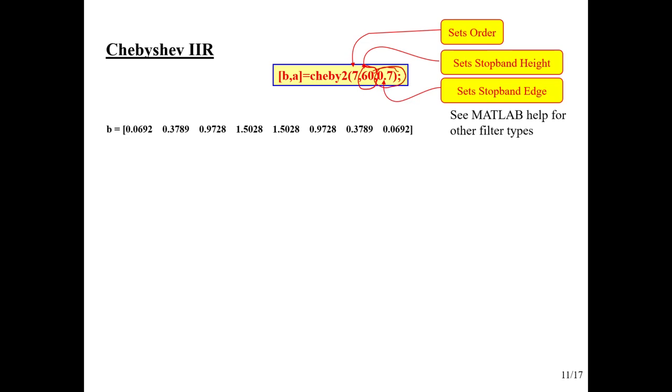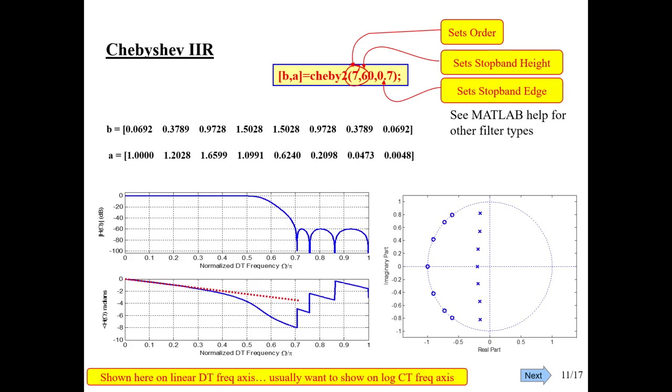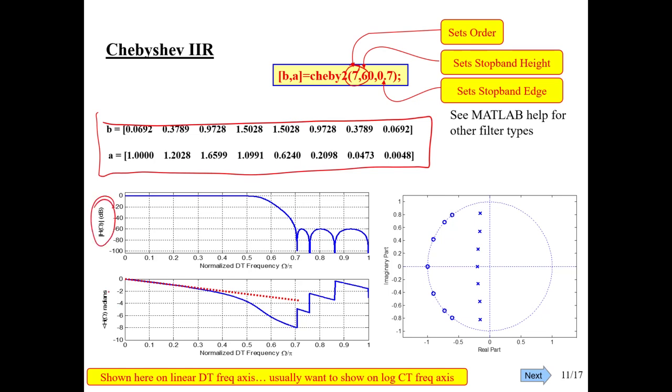So you run that, and you're going to get a B and an A vector. In this case, those will have 7 elements each, some of which may be 0, but probably not. So here's the 2 coefficients for the transfer function. And now you just do freqz, and you can plot magnitude in dB and phase in radians. So I've done the unwrap command here.